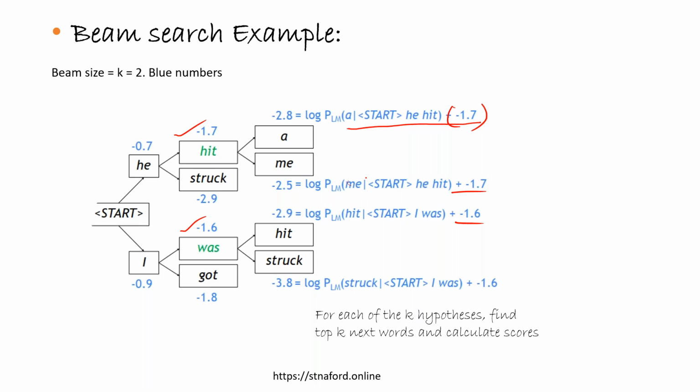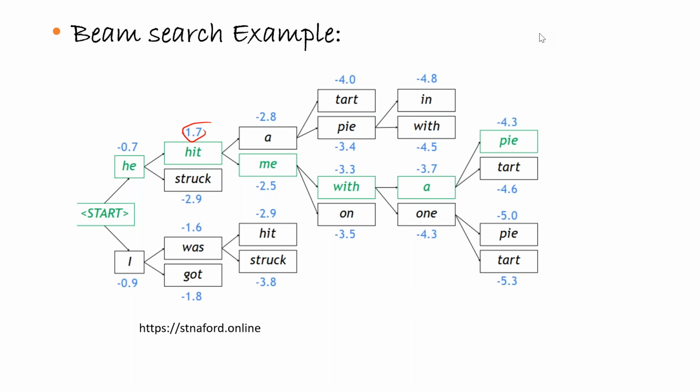So for each of the k hypotheses, find the top k next words and calculate the score. We get the score like this, and then we get a sentence from that. So what is the sentence? He hit me with a pie. This is where we only take the highest scores from them, right?